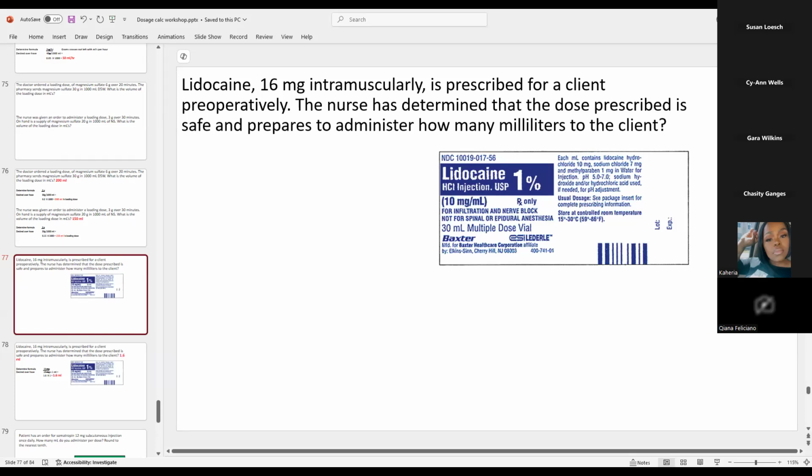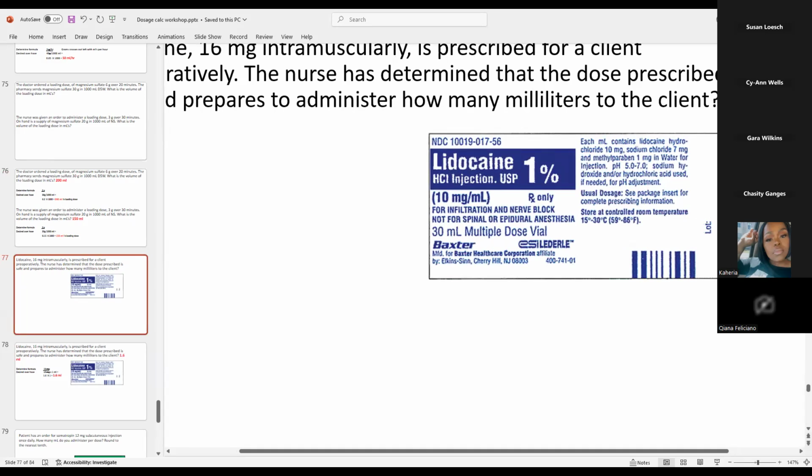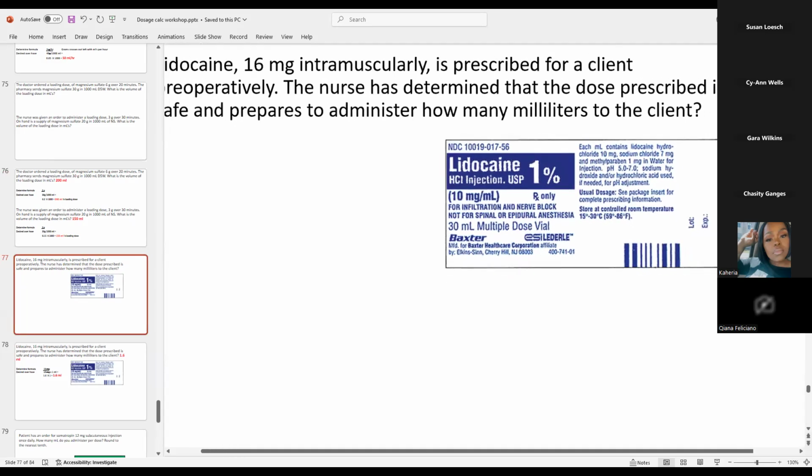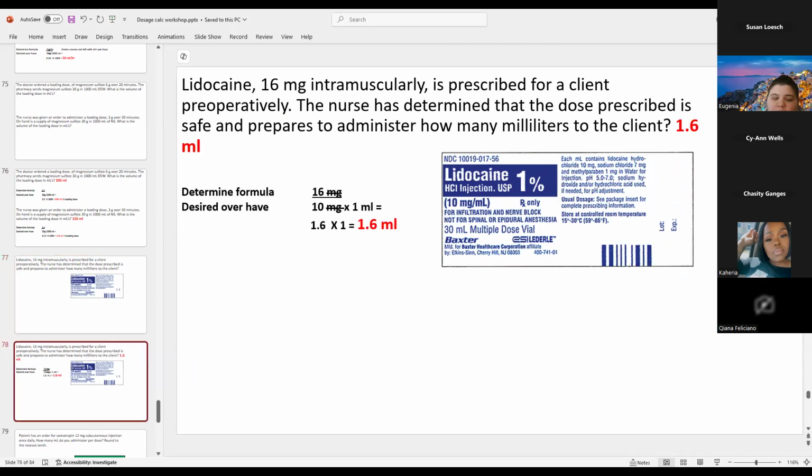Now, for the label, unless you're reconstituting, all that matters is what is in it. And on this label, you can clearly see you have 10 milligrams per ml, right? You guys see that? Yes. Okay. So you have ordered 16, and on hand, you have 10 milligrams per ml. So this is just desired over half. See the math there?